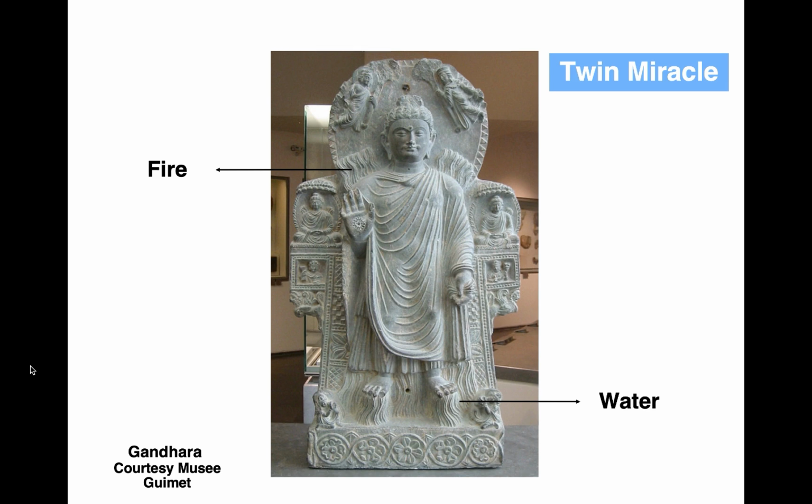As you see in this statue, you can see the simultaneous manifestation of fire and water emerging from the Buddha's shoulders and feet, respectively. The fire can be seen to emerge from the Buddha's shoulders, whereas water flows from his lower body. So, out of the ten elements of kasina meditation, two elements, the fire and water kasinas, were used when the Buddha performed the twin miracle.